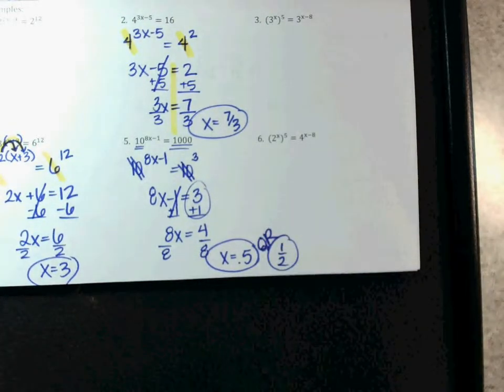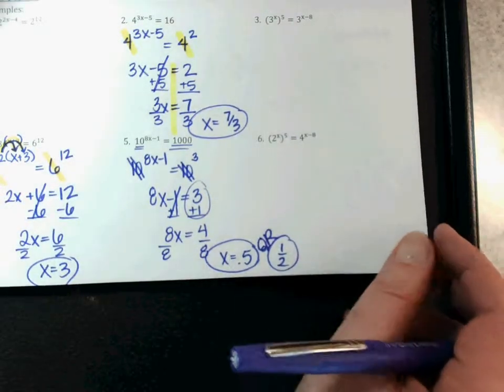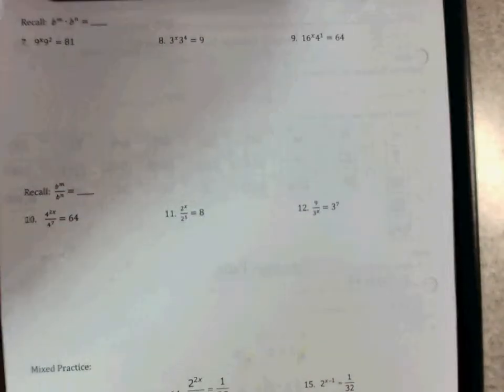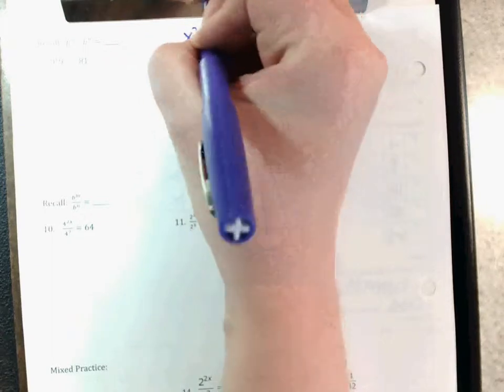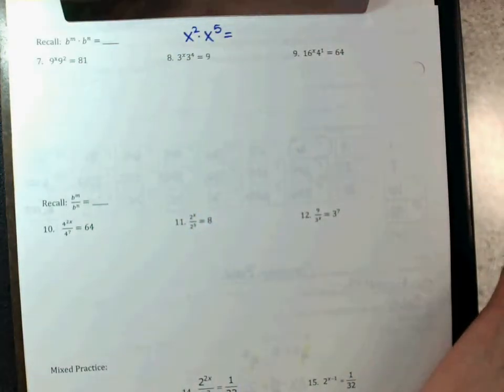Okay, so turn over to the back. We're going to add some more exponent properties, but we're going to add them one at a time. The first one that we're going to look at is the multiplication property for exponents. Do you guys remember when you were in algebra 1? Let's say you did this: x squared times x to the 5th. It is x to the 7.